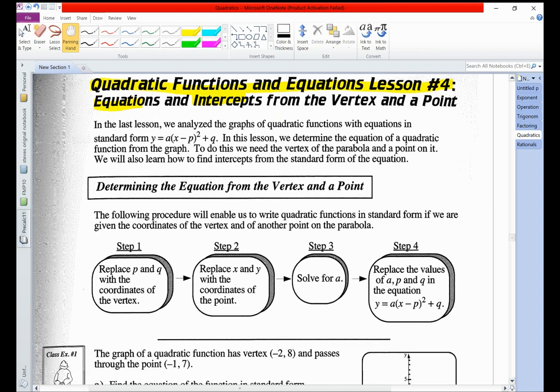So it actually tells you, and we're doing this from our standard form that we've been dealing with. y is equal to a multiplied by (x minus p) squared plus q. And it actually is really awesome because it outlines the process right here really nicely. So step one is replace p and q with the coordinates of the vertex. And then you're going to replace x and y with the coordinates of the point you're looking for, and we're going to solve for a. That's the only value we can't just pull off of the graph, so we're going to solve for it. And then we'll replace the values of a, p, and q in the equation to build our equation. So if you're ever unsure, just do these steps.